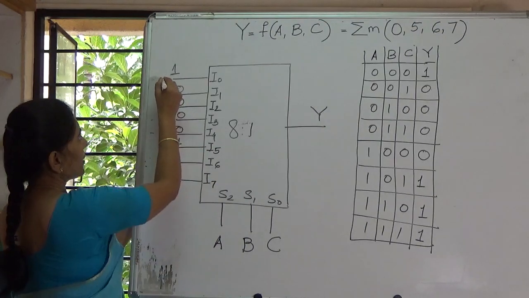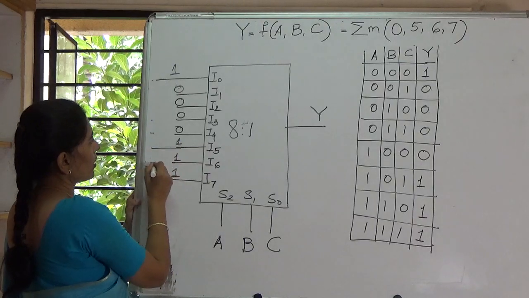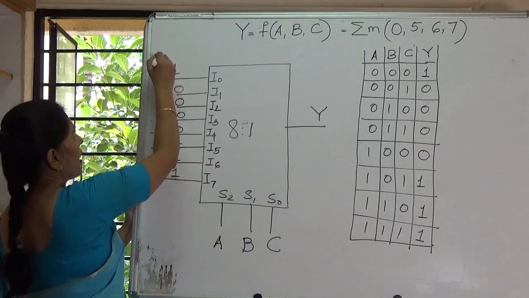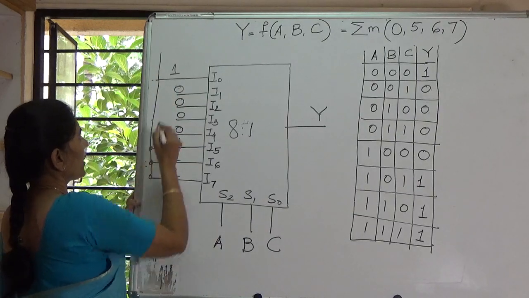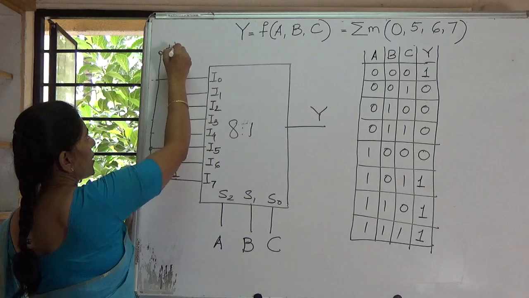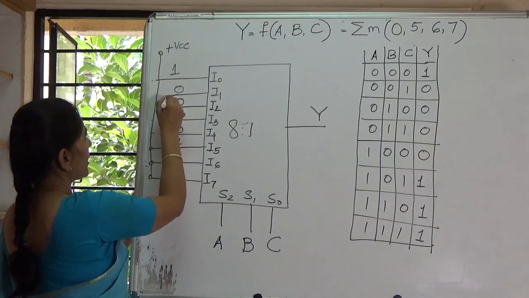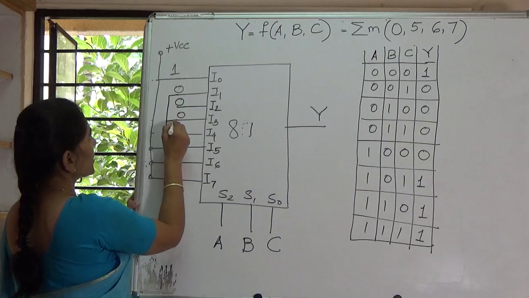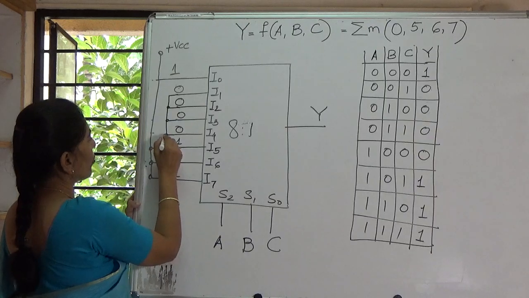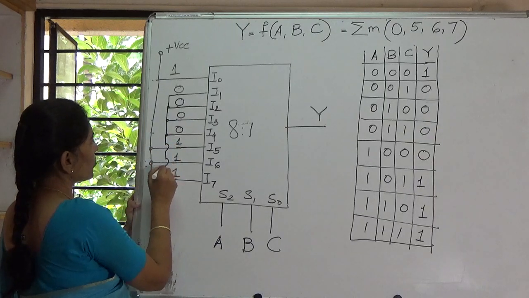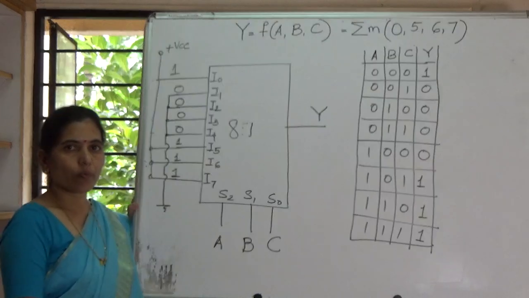So we can take the lines which are connected to a 1 together, and we can connect these commonly to plus VCC to indicate that it is a 1. Similarly, we can connect the lines which are 0, that is I1, I2, I3 and I4, to ground to indicate that they are connected to a 0.